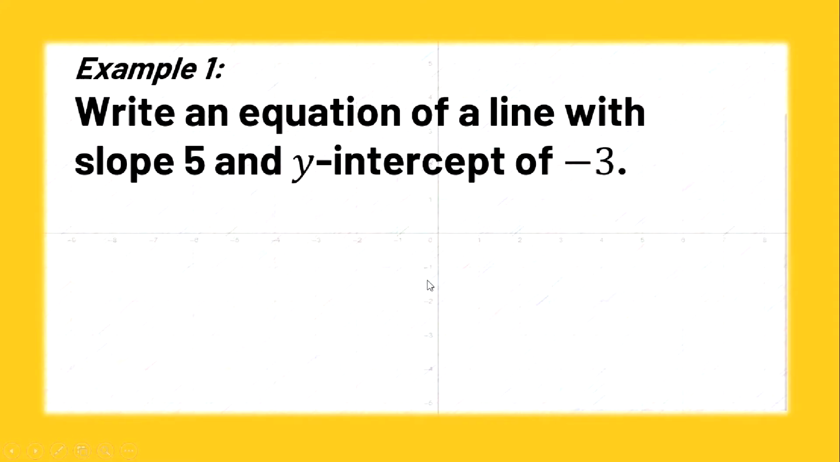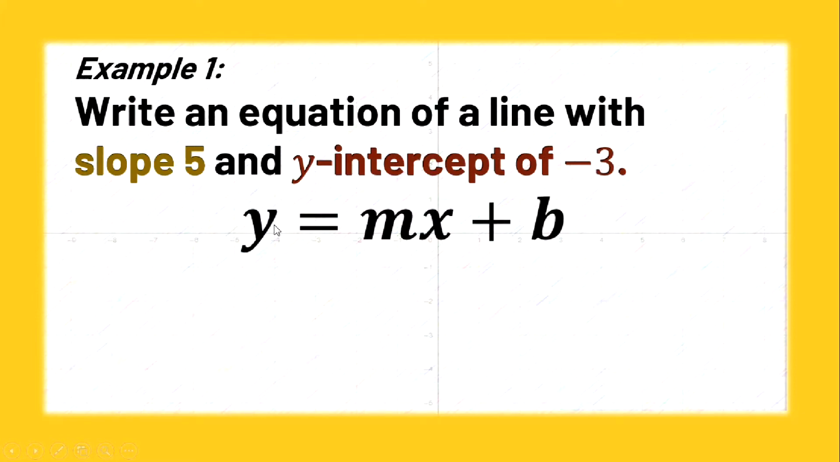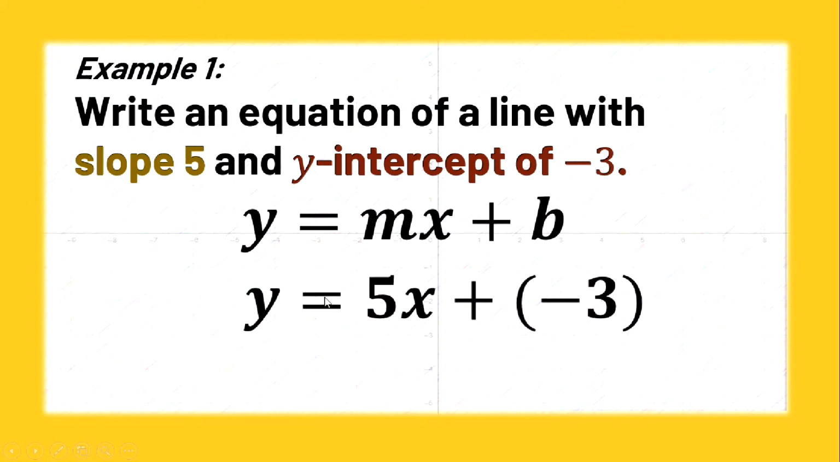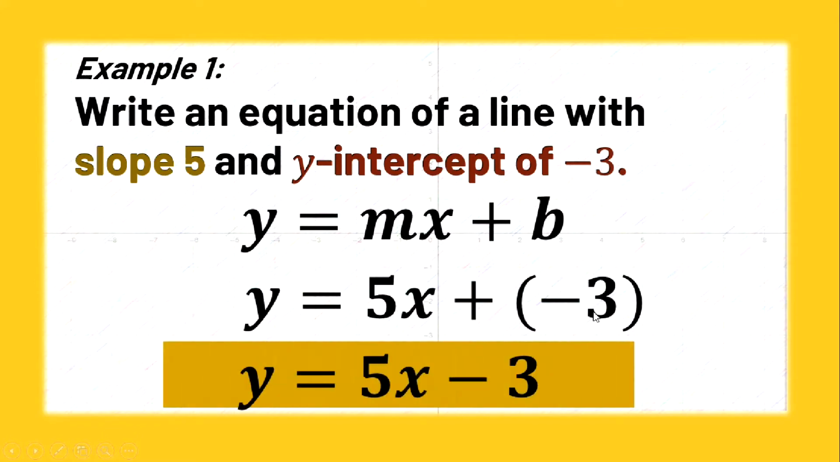Okay, let's say we have this example. Write an equation of a line with slope 5 and y-intercept of negative 3. Since given sa problem, ang slope na 5 and y-intercept na negative 3, we will be using the slope-intercept form. So, substitution tayo, m for the slope and b for the y-intercept. We simply have y equals 5x plus negative 3 or y equals 5x minus 3. This is the equation of line in slope-intercept form.